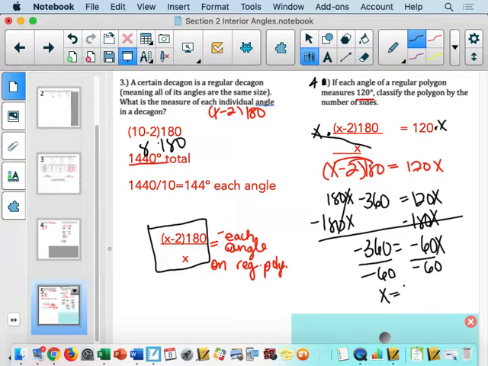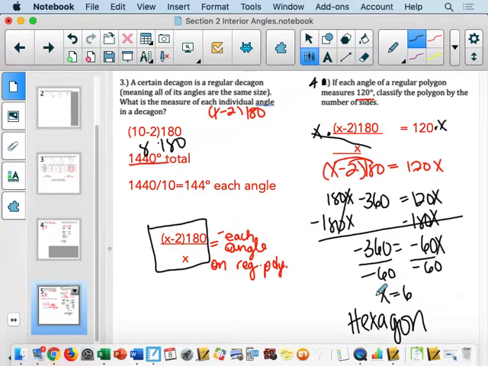And x equals 6. When the problem says to classify, we want to say, okay, what's the official name? If the sides are less than 10, we don't want to call this a sixgon. We want to call it a hexagon. But if you get an answer here and it's bigger than 10, let's say the answer was 35, you would say 35-gon.